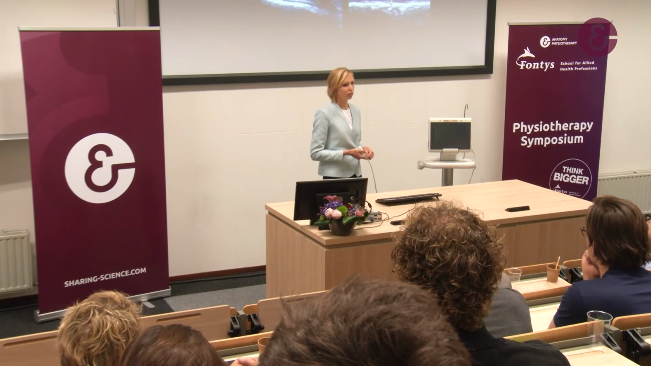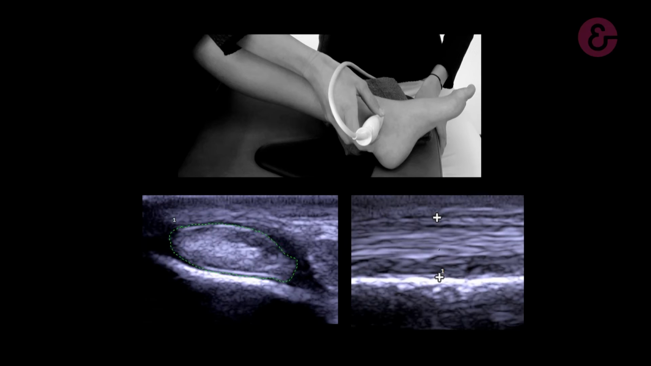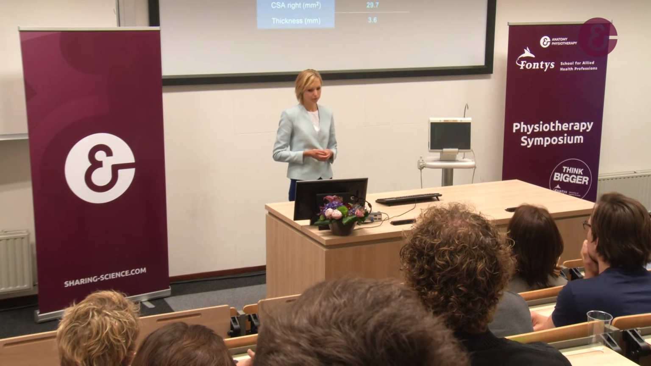In our research, we made 2 transverse, like this, and 2 longitudinal images of the posterior tibial tendon on each side. On the pictures on the slide, you see on the left a transverse image of the posterior tibial tendon, and on the right a longitudinal image. We made 24 images of the participants, and in the total research we made over 3,000 images. To explain the results of my research, I will take you back to Ben.